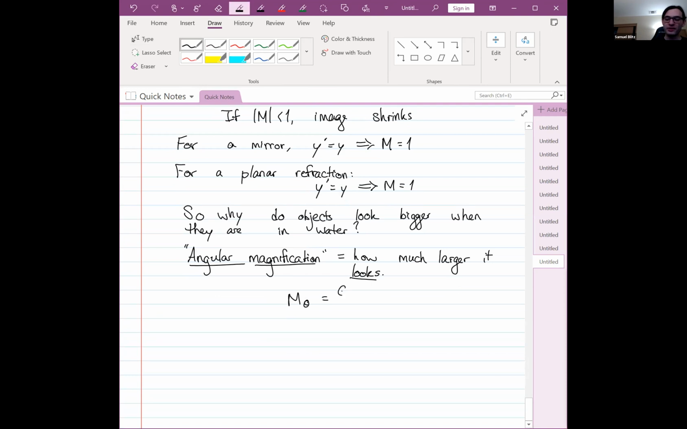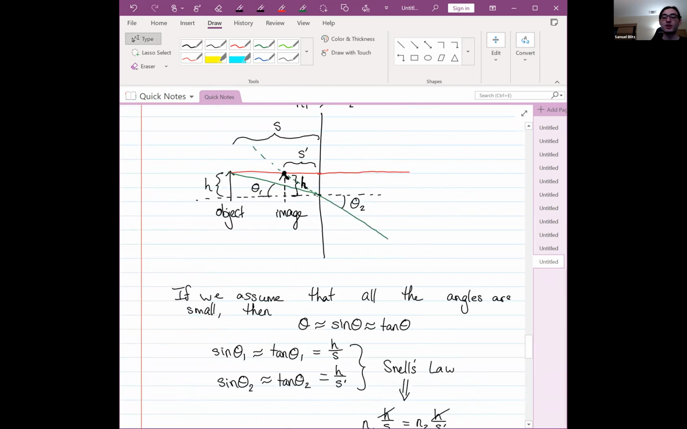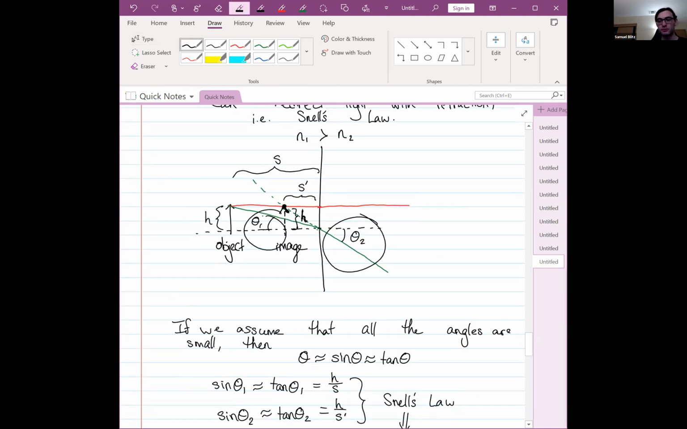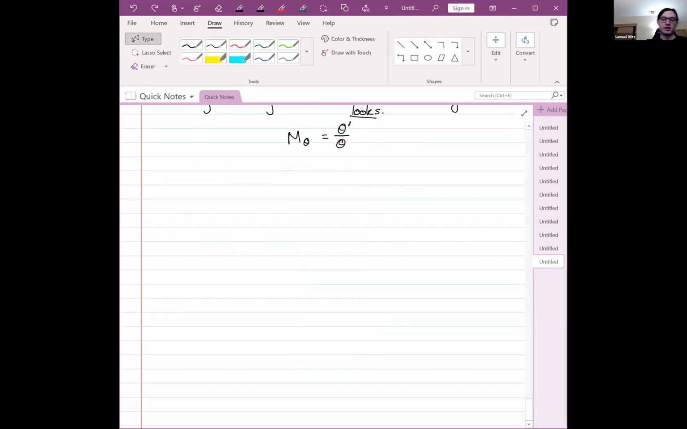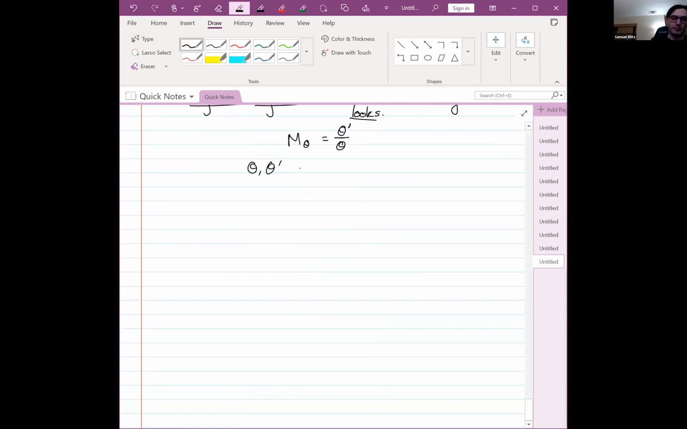So m sub theta is theta prime divided by theta. Going back to our refracting image, it's the ratio of these angles. And so clearly, for refraction, when n1 is bigger than n2, theta 2 is bigger than theta 1. So theta and theta prime describe how much space, in quotes, of course, or field of view, for those gamers out there, the object or image takes up in our vision.